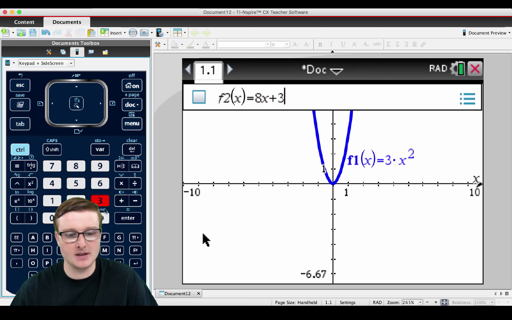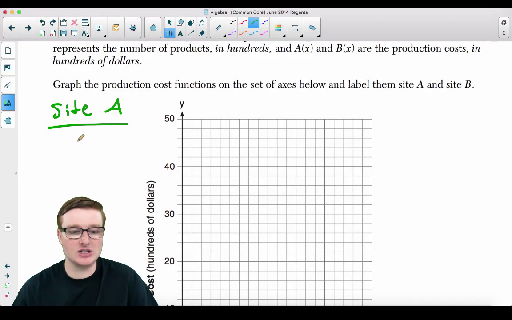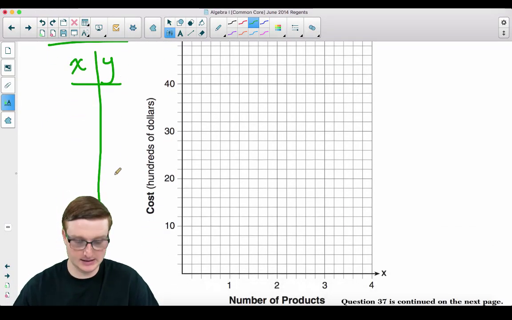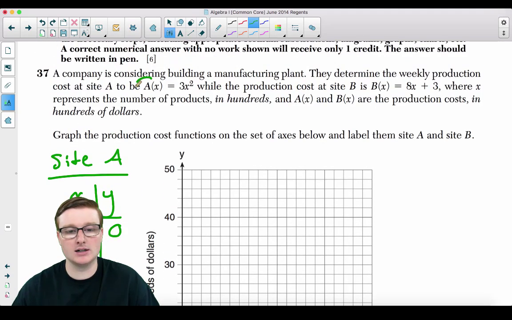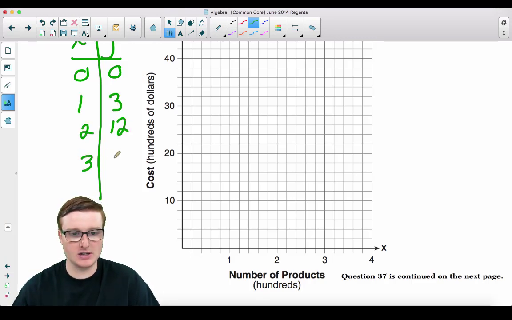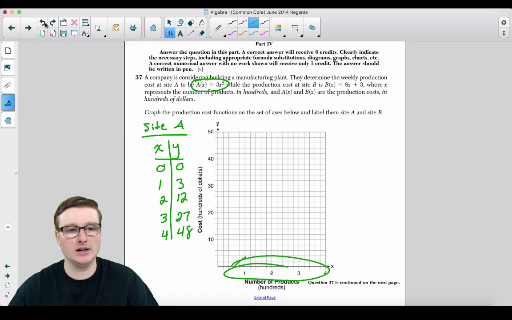8x plus 3. And we get those values, these functions. I'm actually just going to tell you what the table of values gave me because this is taking forever. So this is site A. That's your 3x squared: 0, 0; 1, 3; 2, 12; 3, 27; and 4, 48. Remember that we are in quadrant 1, folks. We're only doing positive numbers, 1, 2, 3, and 4.